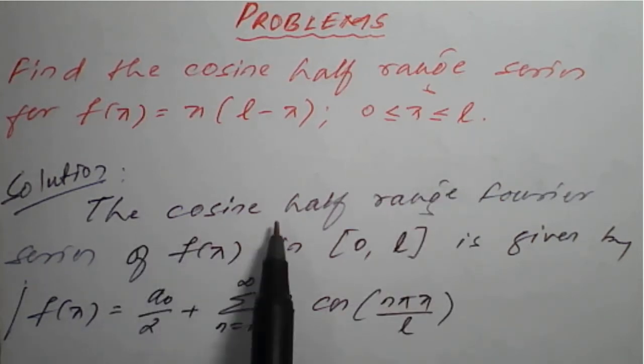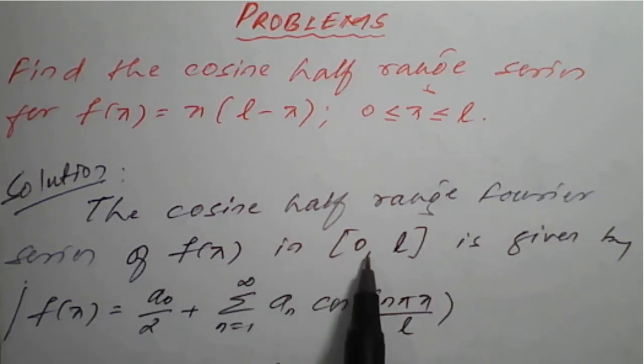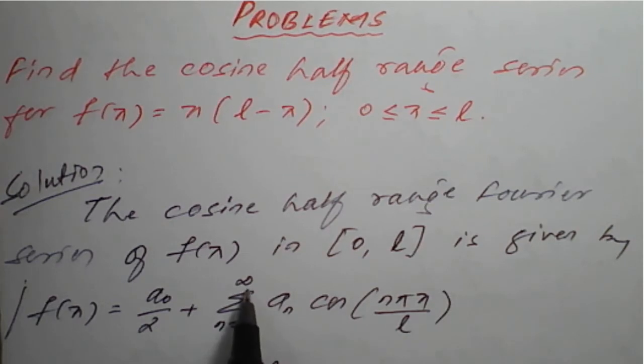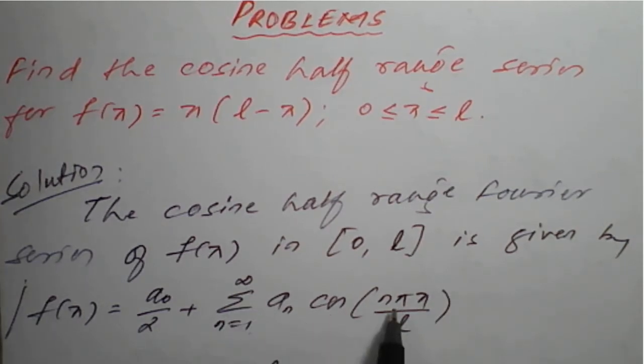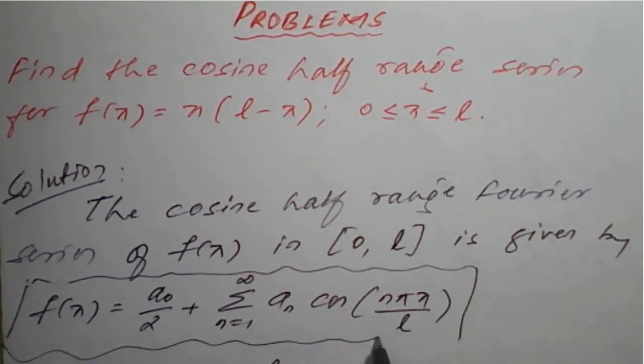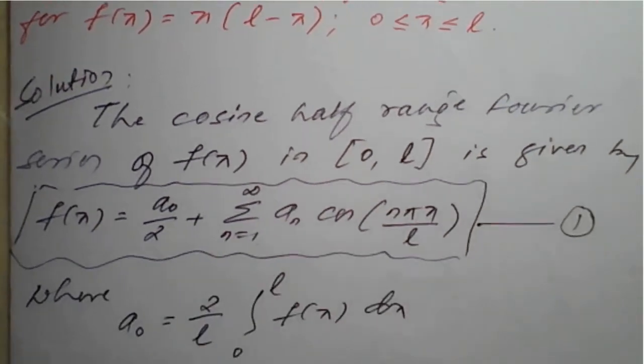So the cosine half-range Fourier series of f(x) in (0, L) is given by f(x) = a0/2 + summation n from 1 to infinity of an cos(nπx/L). So this is a cosine half-range Fourier series. We'll call this equation number 1.